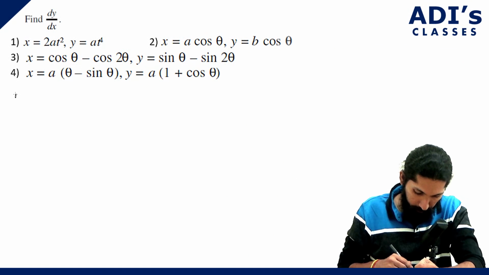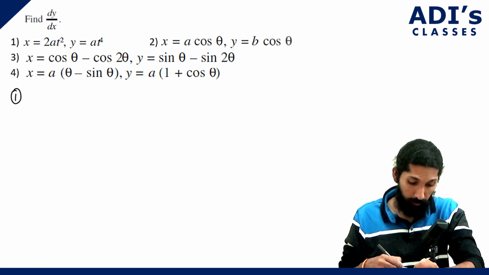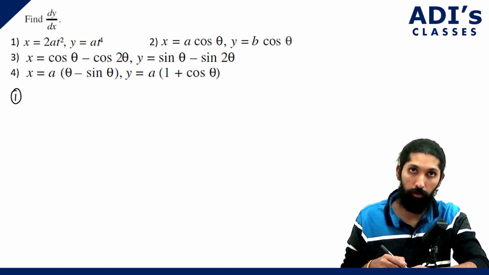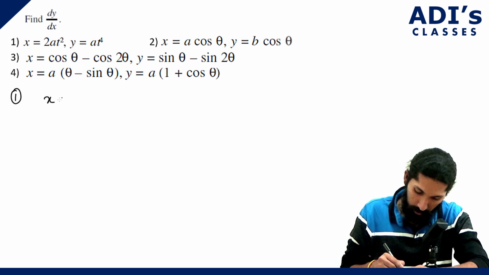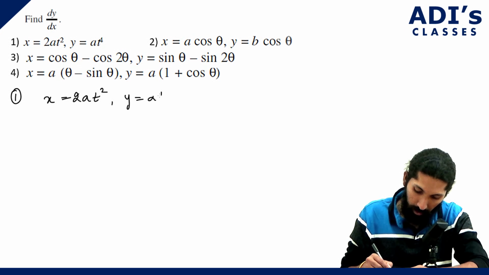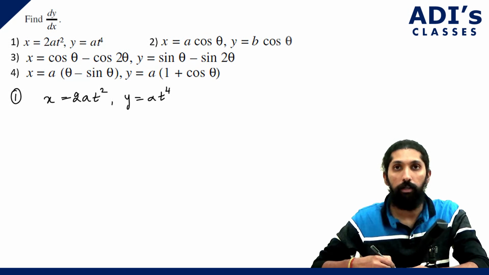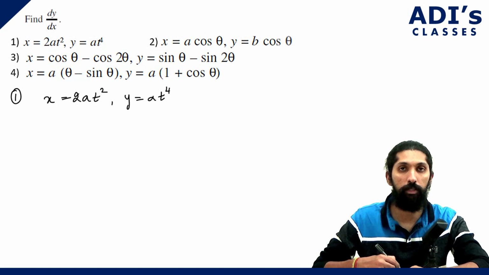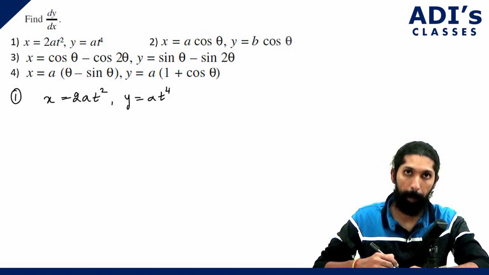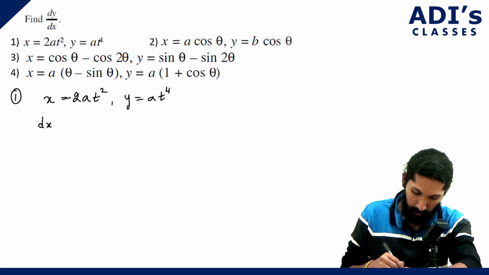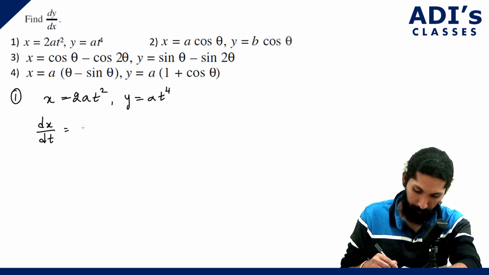So the first one: find dy by dx where x is equal to 2at square, y is equal to at power 4. Remember, I've been telling you t is always the parameter, t is always the variable, not the value of a. All right. So first what do we do? Do dx divided by dt. This is going to become 4at.